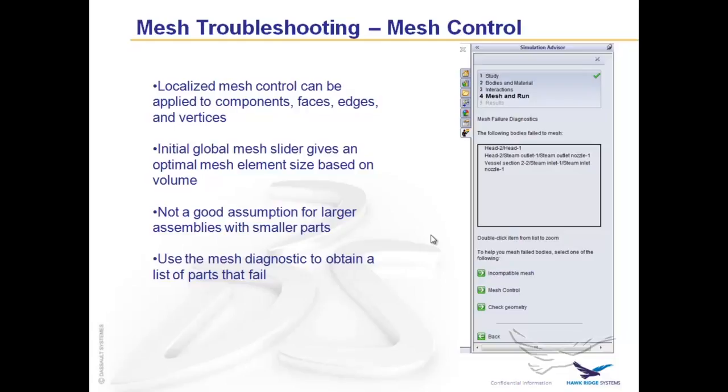If you use a global mesh size, it's going to look at the overall volume of that top level assembly and assign sort of an optimal mesh size. You know, when you go to create a mesh, you have that slider that's coarse on the left, fine on the right, and it always starts in the middle. That middle number is always calculated based on the volume of the upper level assembly or the part that you're using. So if you have a large assembly, large in terms of physical size, and you have a lot of small parts in there, it's going to find the optimal mesh size in the middle for that large assembly.